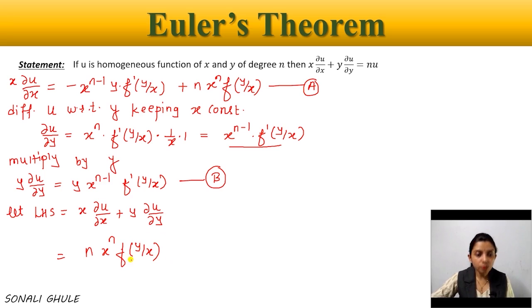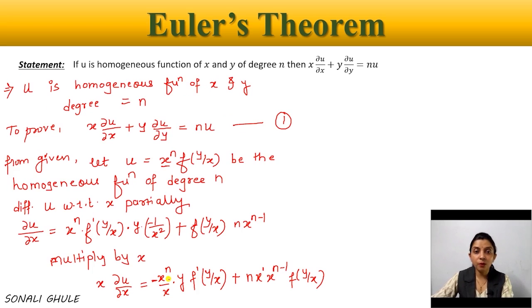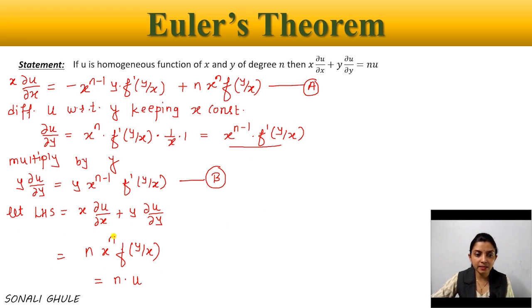Right. So here n into u. Why u? Because what is the value for u here? You can check x raised to n into f of y upon x. So I can replace this x raised to n into f of y upon x by u. Hence proof. So I can write here x into dou u by dou x plus y into dou u by dou y is equal to n into u. Hence proved.